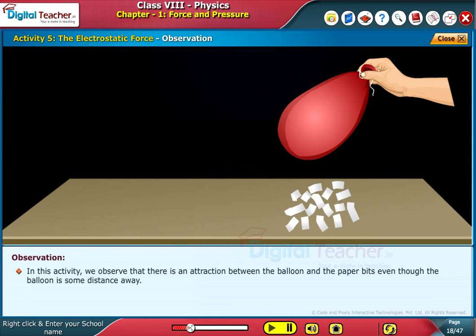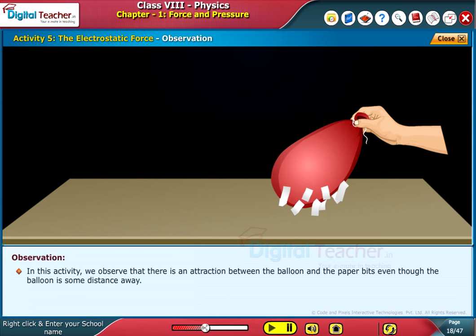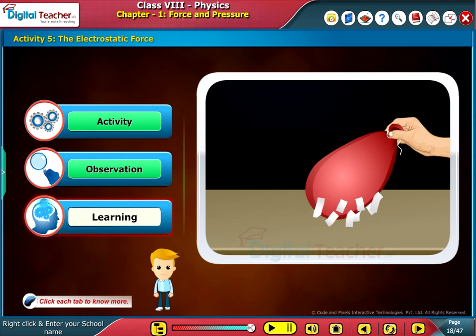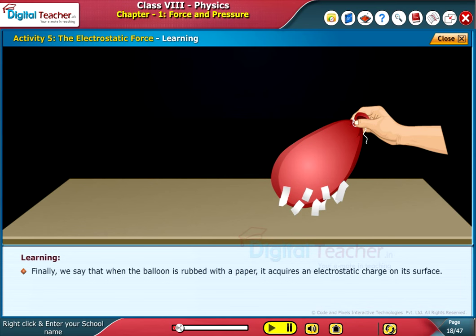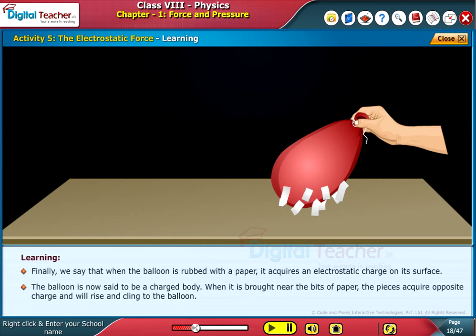In this activity, we observe that there is an attraction between the balloon and the paper bits even though the balloon is some distance away. Finally, we say that when the balloon is rubbed with a paper, it acquires an electrostatic charge on its surface. The balloon is now said to be a charged body.